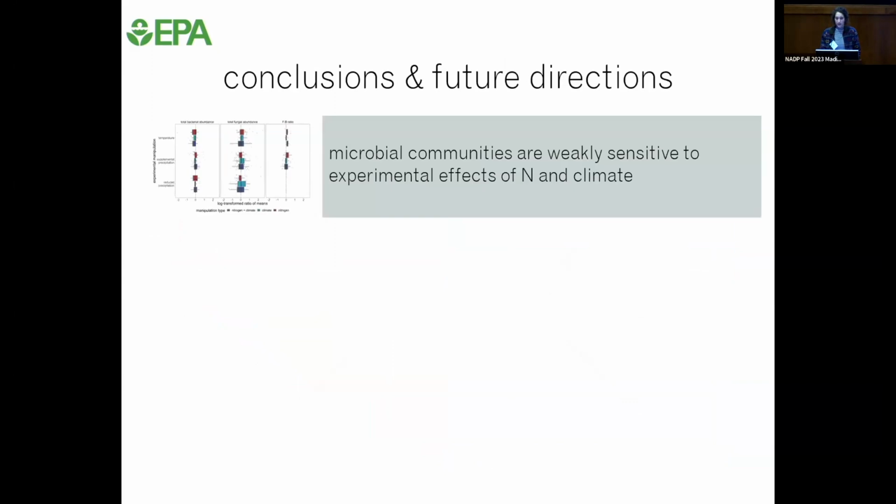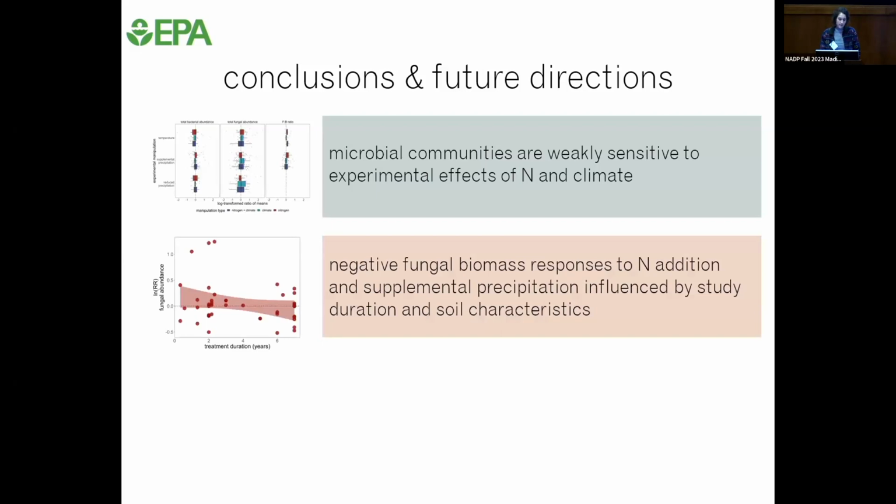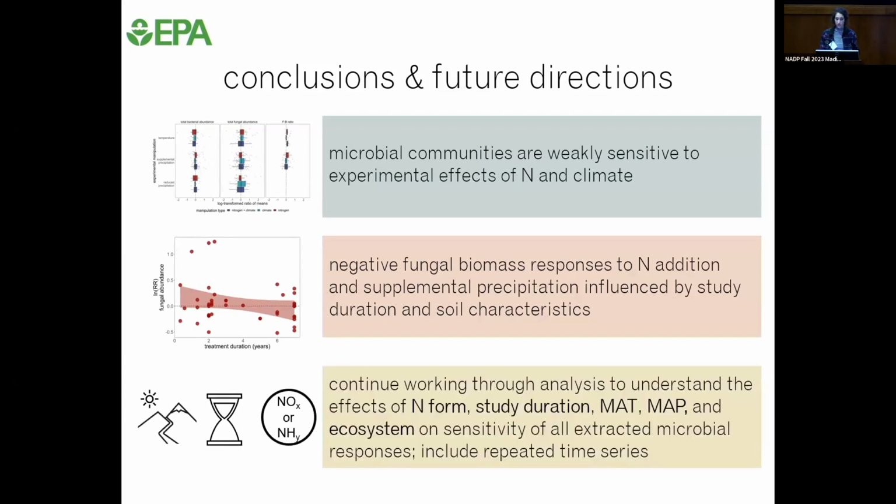So just to wrap it up, in conclusion, we're finding that for some responses, microbial communities are pretty weakly sensitive, or there's a lot of variation in the effects of nitrogen and climate. We tend to see negative fungal biomass responses to nitrogen, and it's influenced by study duration and soil characteristics. And then I'm going to continue working on this analysis to understand how the different types of nitrogen, study duration, and ecosystem affect these responses, and also including repeated time series. A lot of these studies take snapshots of the microbial communities over many, many years, and I'm trying to put that into our models.